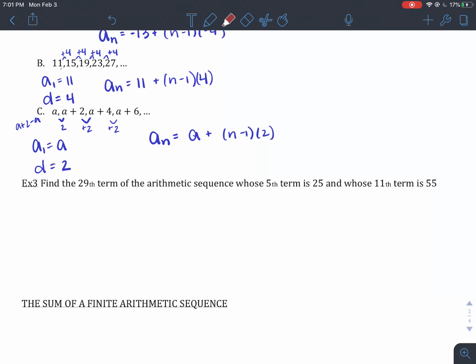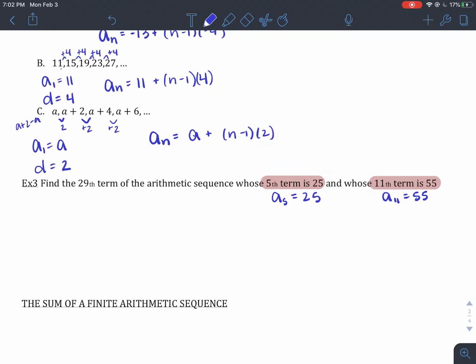What we want to do is find the 29th term of an arithmetic sequence. We are told the 5th term is 25 and the 11th term is 55. So this is another way of saying a sub 5 equals 25 and a sub 11 equals 55. There are a couple different ways you can go about this problem. We're going to utilize our systems knowledge, the fact that we can solve systems of equations fairly quickly using matrices or substitution or elimination. We're going to use matrices on this one.